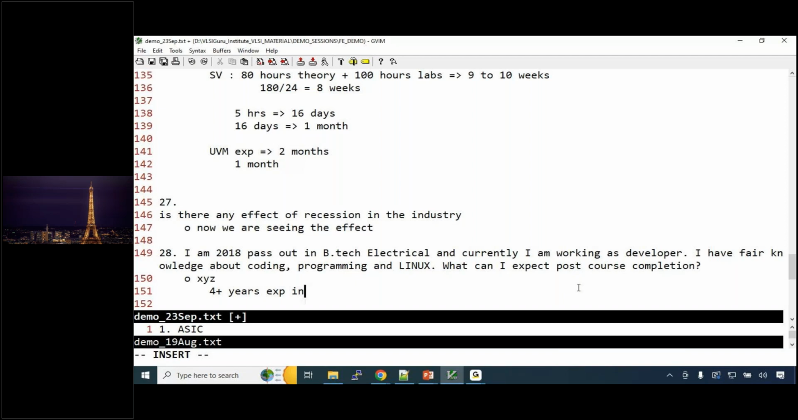But it's not going to be very easy, because to show 4 years experience, you need to have that much expertise. But there is a possibility, people do get jobs like that. And with 4 years experience, you can get anywhere like 15 to 25 lakhs per annum. People do get this kind of salary.